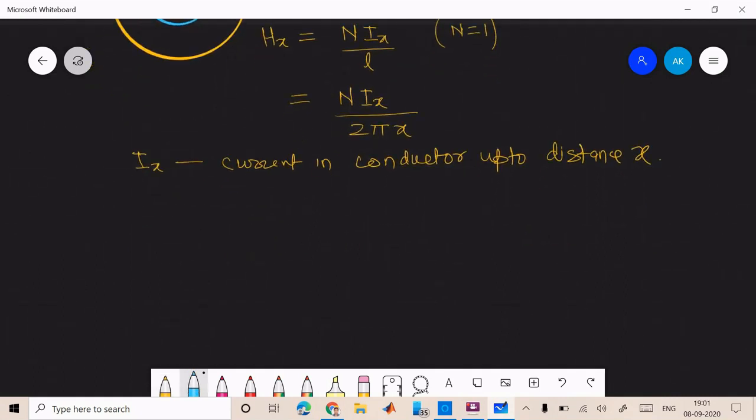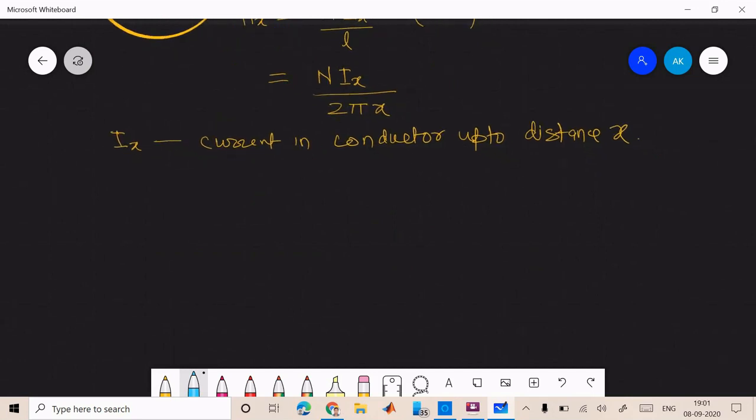So you can write, current distribution is uniform. So if we take I over pi r square, the whole cross section area, this must be equal to Ix over only pi x square area. So from here this pi will get cancelled and you can write Ix as x square by r square into I.